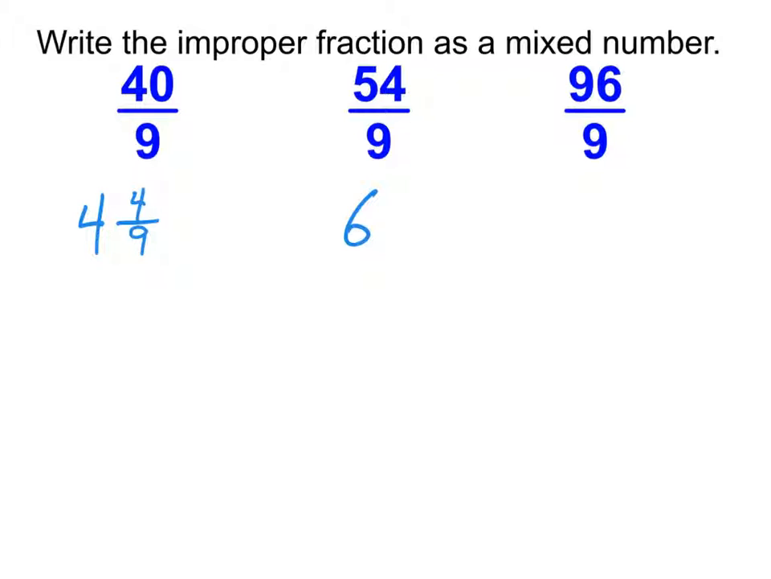All right, the last one. How many times does 9 go into 96? It goes in 10 times, because 9 times 10 is 90.